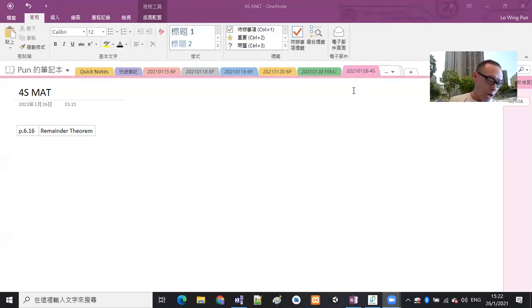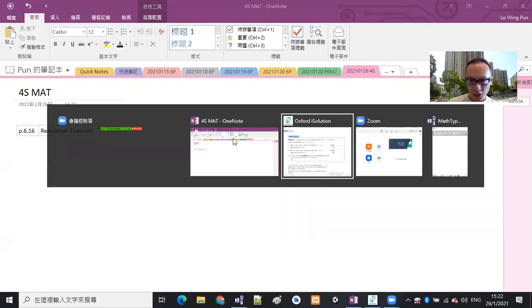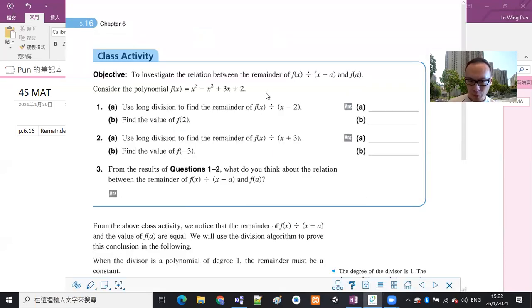So today we are going to continue on chapter 6. That is where we stopped before the examination. I will start from page 6.16. That is the second section of chapter 6.